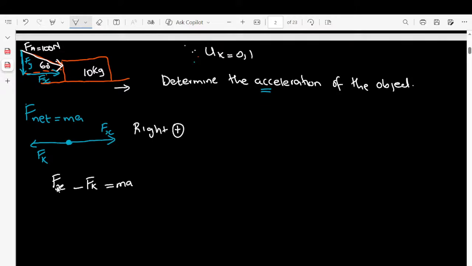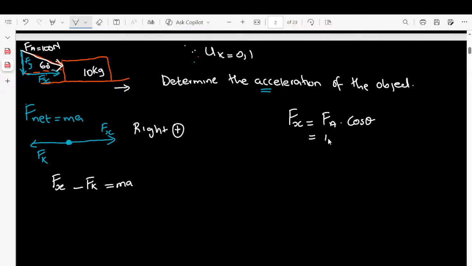So if I can find Fx, I can calculate the frictional force, and I can just do the substitution and make the subject of the formula. So what I'm going to do, look at what I'm going to do. First things first, Fx is the horizontal component, which is equal to F applied multiplied by what? The cos of theta.